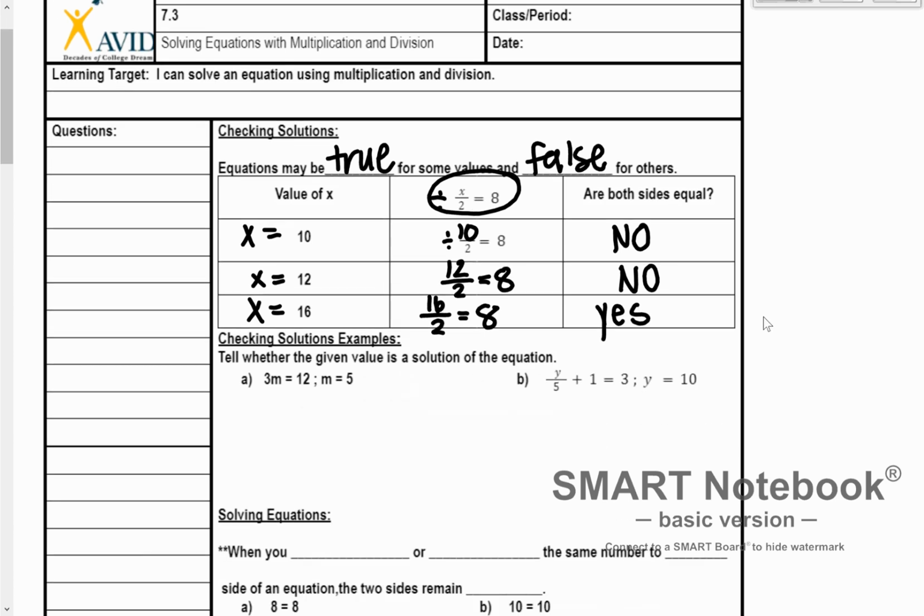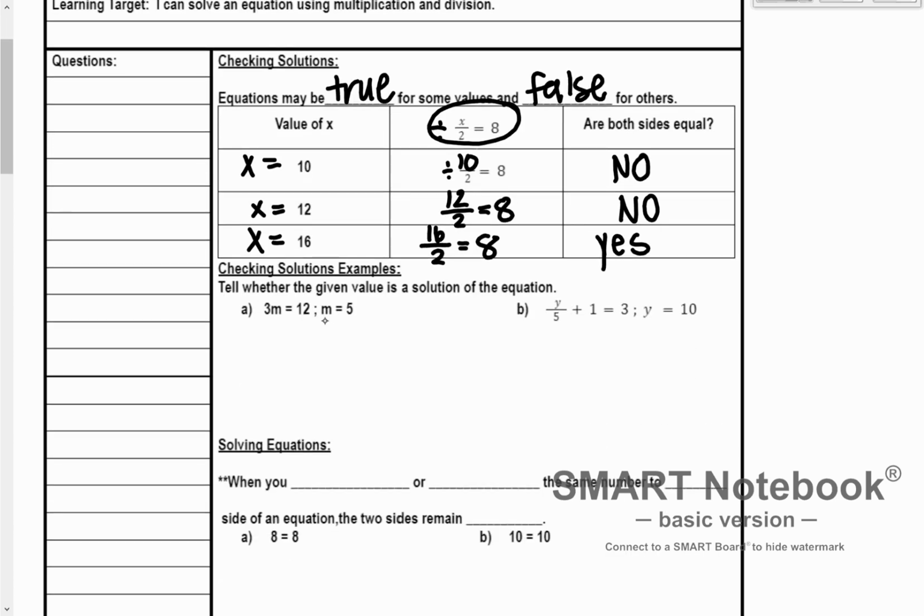Now, if you were to have a problem like this on a test or a homework, it would look something like this. Okay, where they're going to give you an equation, 3m equals 12, and then they're going to tell you what m equals, and you're just going to plug it in for the m. Okay, remember 3 next to m means multiply. It does not mean 35, it means 3 times 5. So 3 times 5 equals 12. Well, 3 times 5 is 15. 15 does not equal 12, so this one would be no.